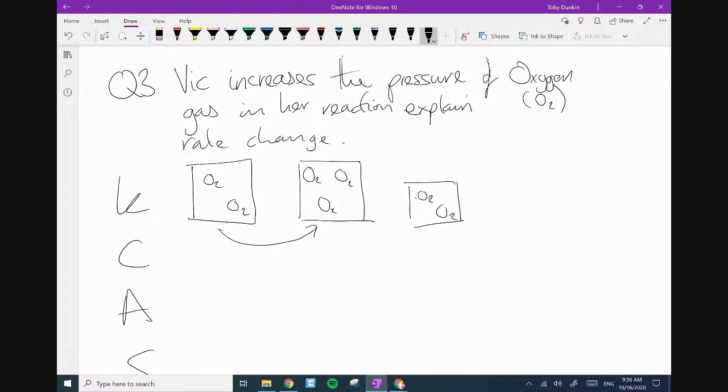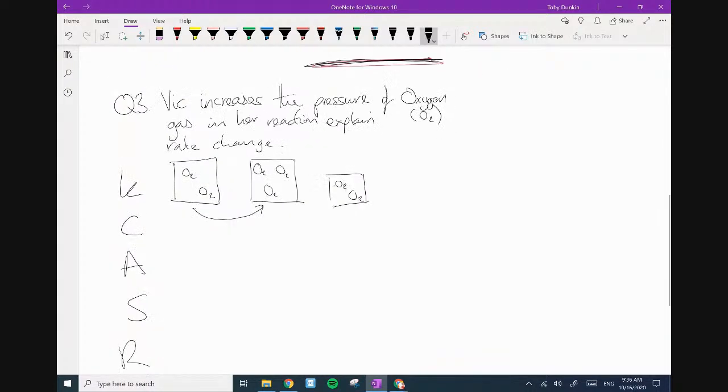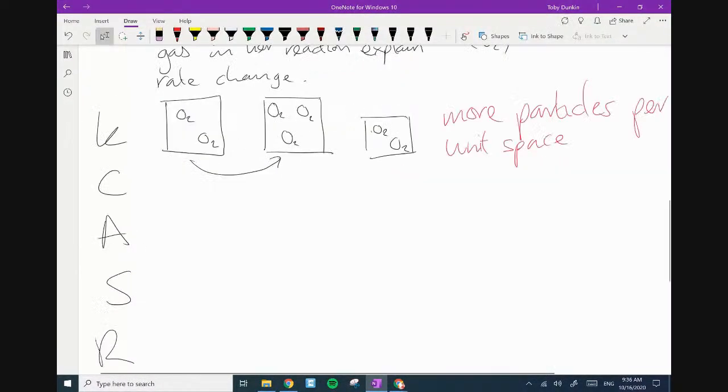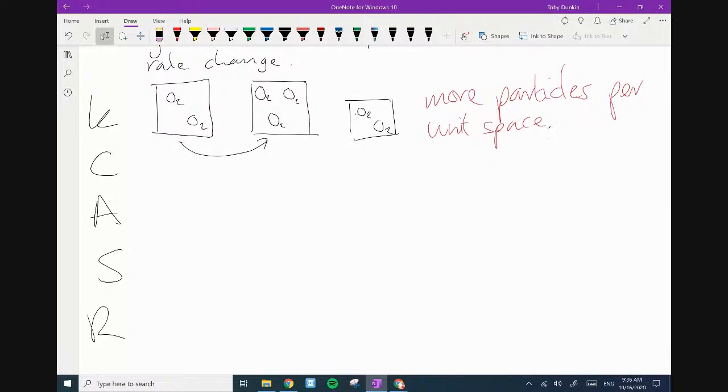The knowledge is the same. More particles per unit space. Next one, collision frequency. What's that going to do to the collision frequency? Oh, they're going to collide more often. Therefore, collision frequency will increase.